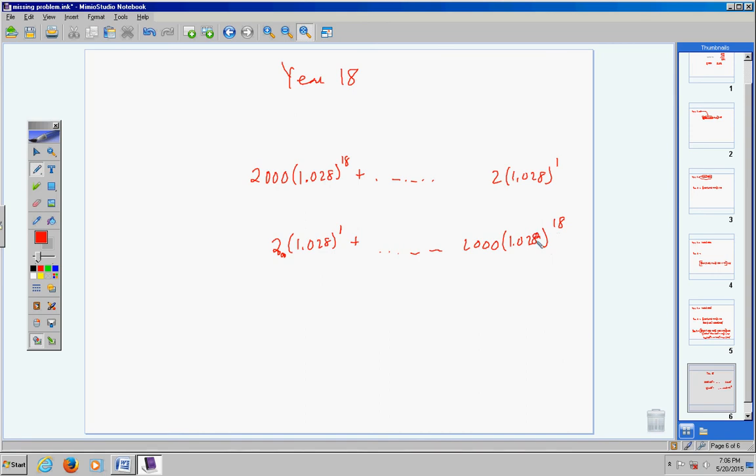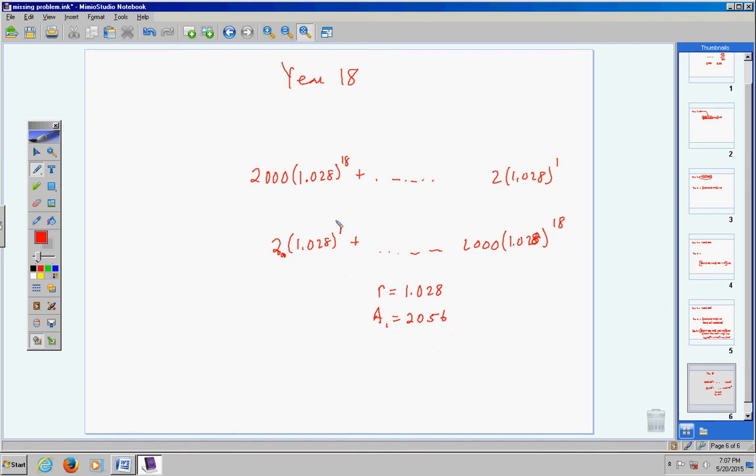Why is that a big deal, Mr. Aaron? Are you kidding? Because you're multiplying each term by the same thing. Look, we have a geometric sequence. We multiplied this term by 1.028. Then the next term had 1.028 to the second power. We multiplied each term by 1.028. So our common ratio for this is 1.028. My first term would be 2,056. Where did I get that? Well, 2,000 times 1.028 is this.